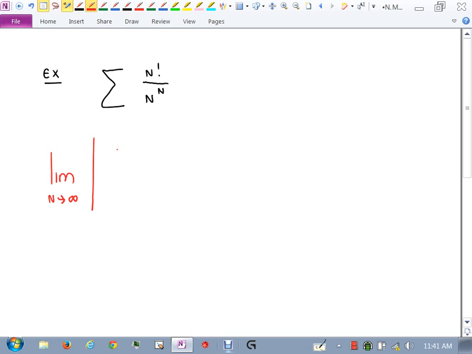So plug n plus 1 into the whole thing. Get n plus 1 factorial over n plus 1 to the n plus 1, right? And then I'm supposed to come through and divide that by a sub n, which is the same as multiplying by the reciprocal of a sub n.